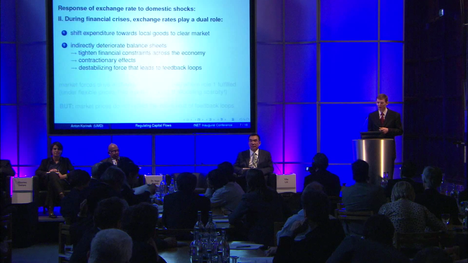Now, if we are in a financial crisis, like the East Asian crisis, exchange rates play a dual role. They not only shift expenditure towards local goods, but they also have this adverse effect on balance sheets. Essentially, as the exchange rate declines, financial constraints across the economy are tightened. That has contractionary effects, and that becomes a destabilizing force, which directly leads to the feedback loop that I have illustrated before.